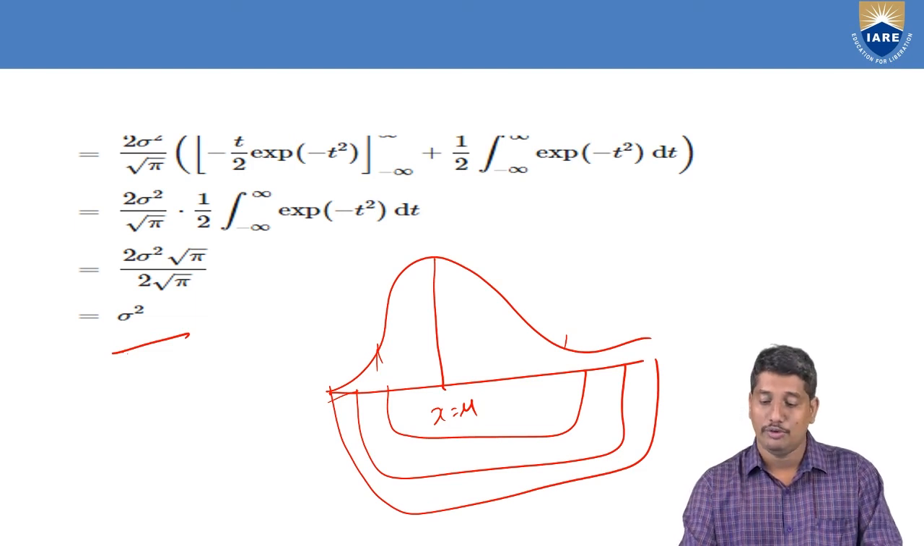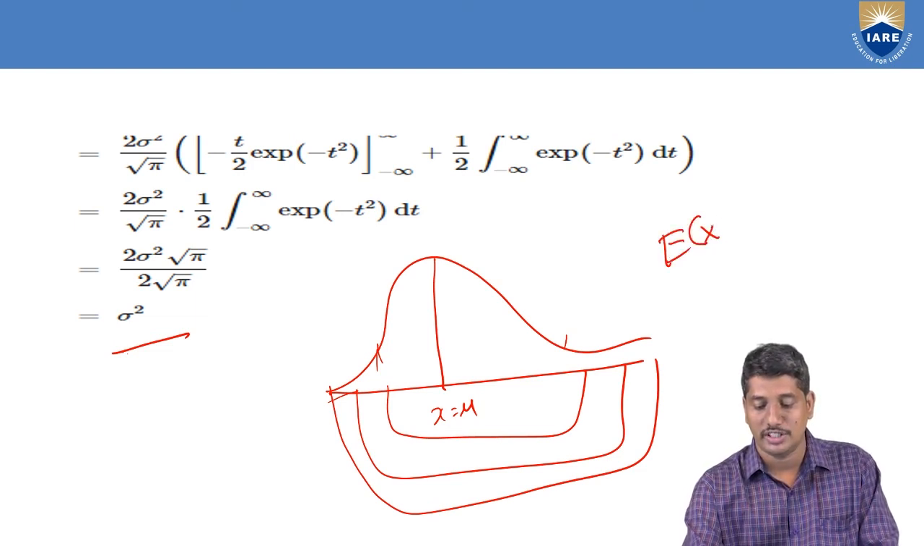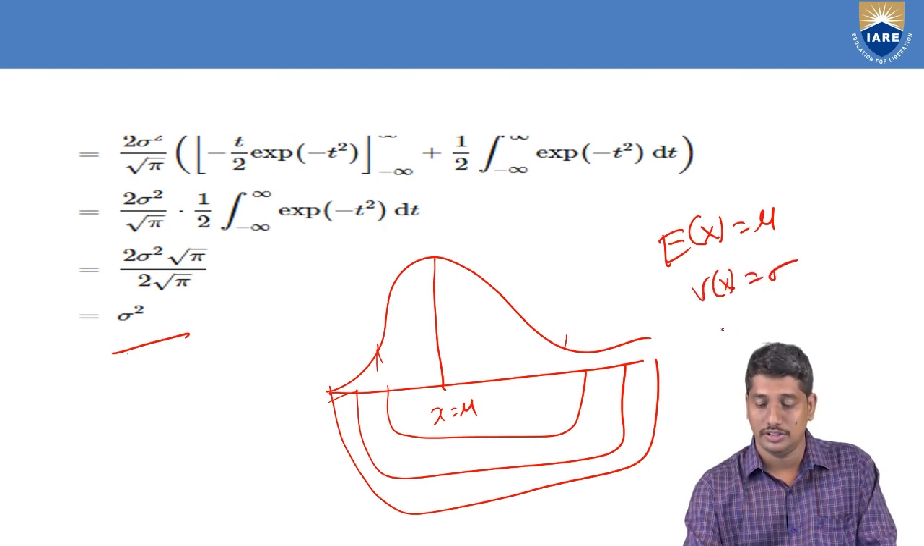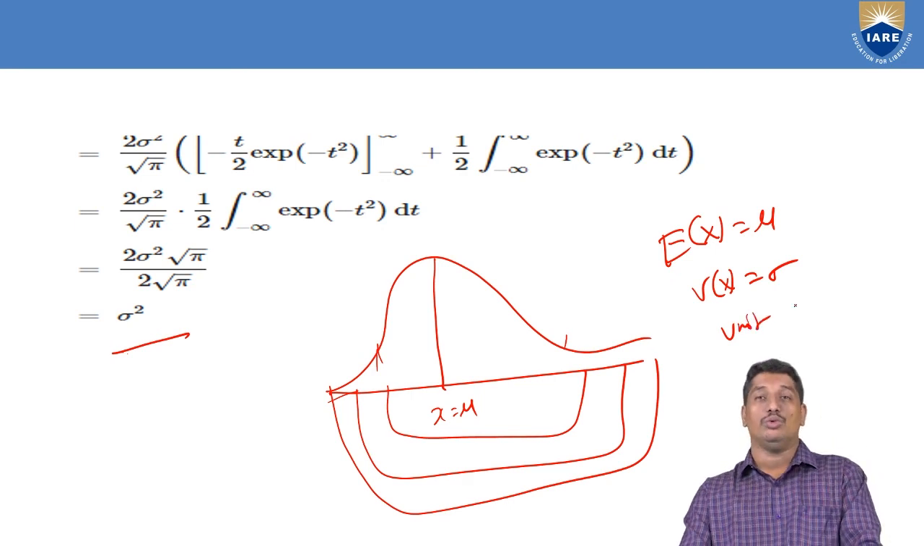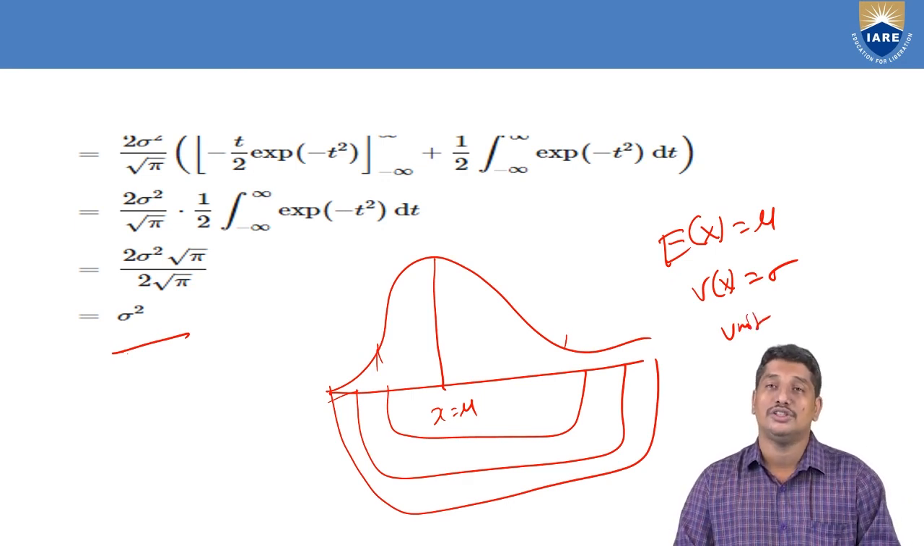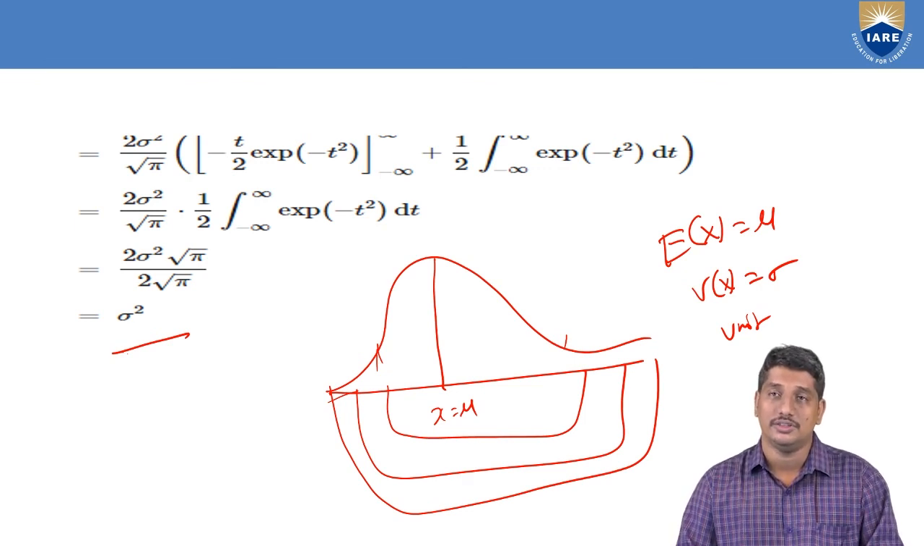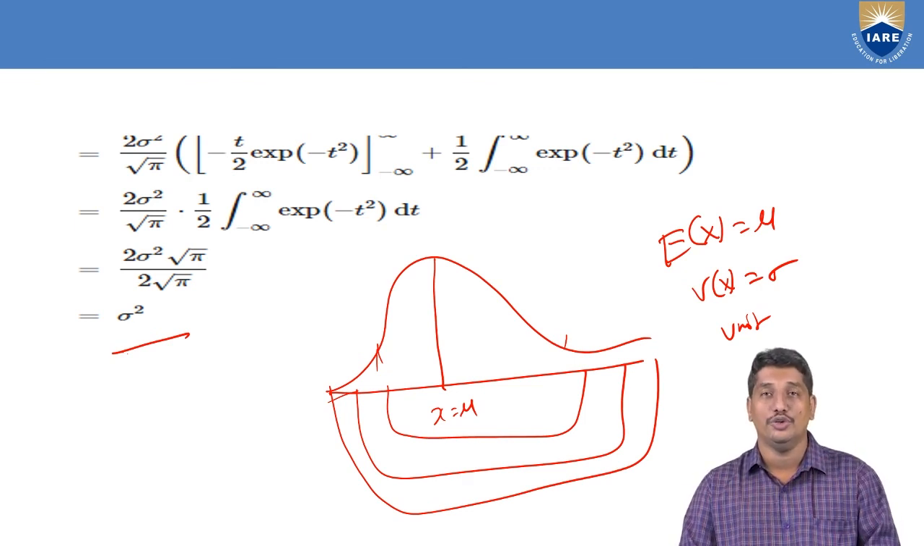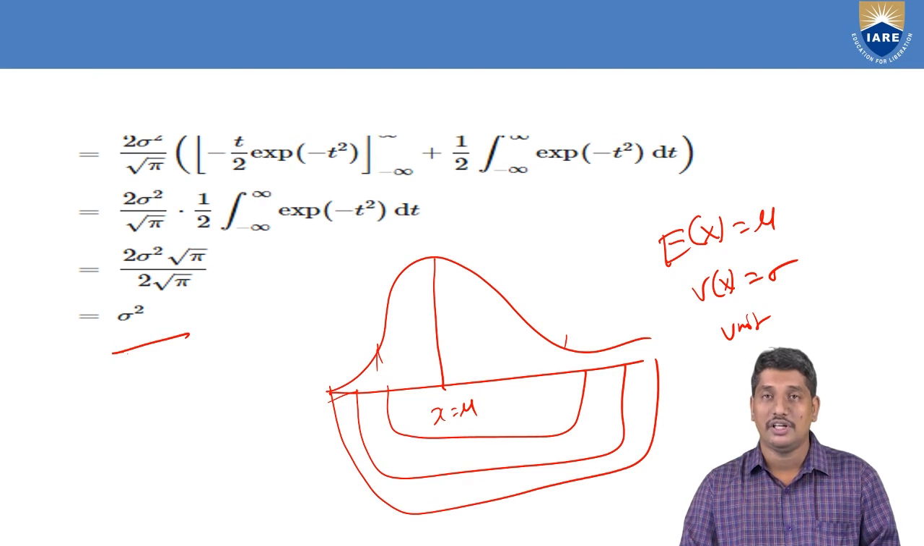After that, we have proven that the expectation of the normal distribution is mu, the variance is sigma square, and the total area under the normal curve is unity. With this, we have successfully completed the theoretical side of the Gaussian distribution, and in the next video, we'll come with some applications of Gaussian distributions. We'll come with some problems.